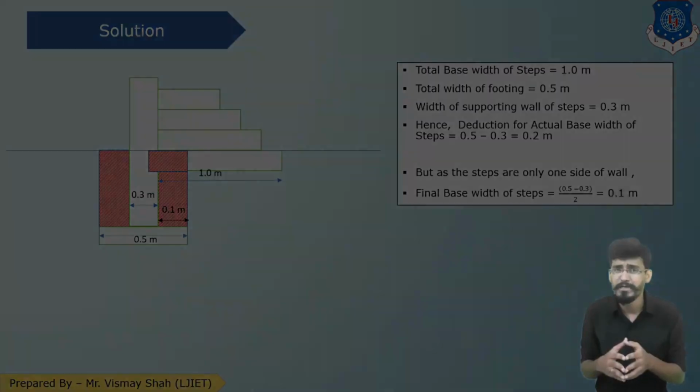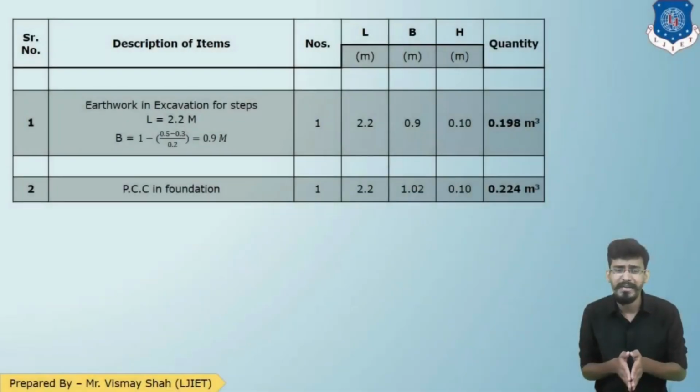Now let us calculate the quantity. So the quantity for the earthwork in excavation: numbers are 1, there is only one step. Length is 2.2, width we have just discussed 0.9, and the height in the section is given 0.1. So 0.198 cubic meter.